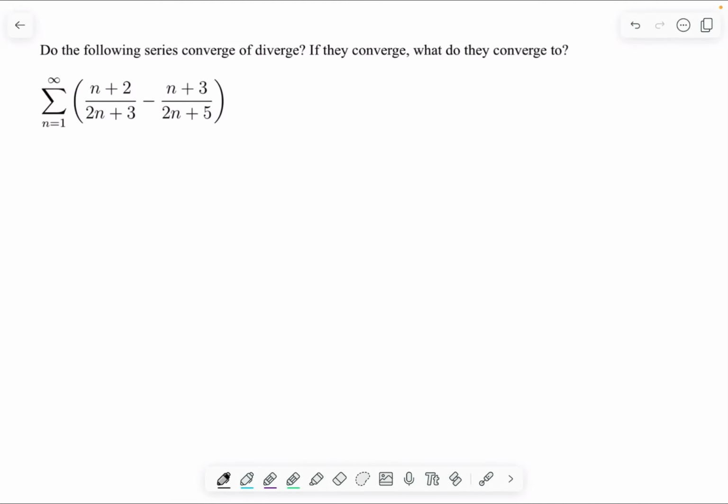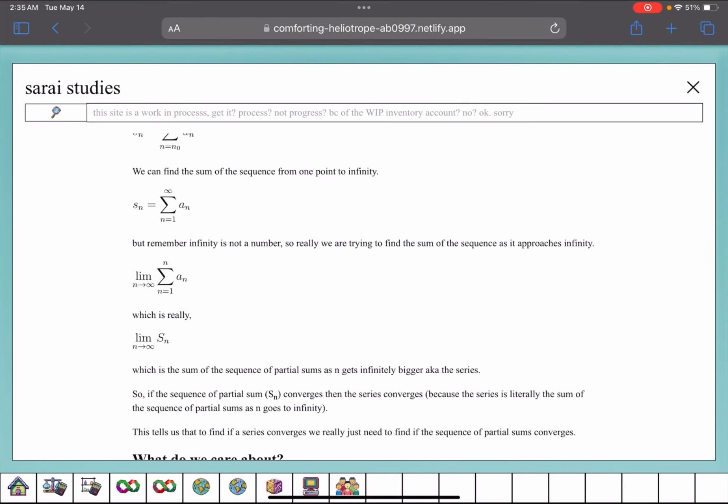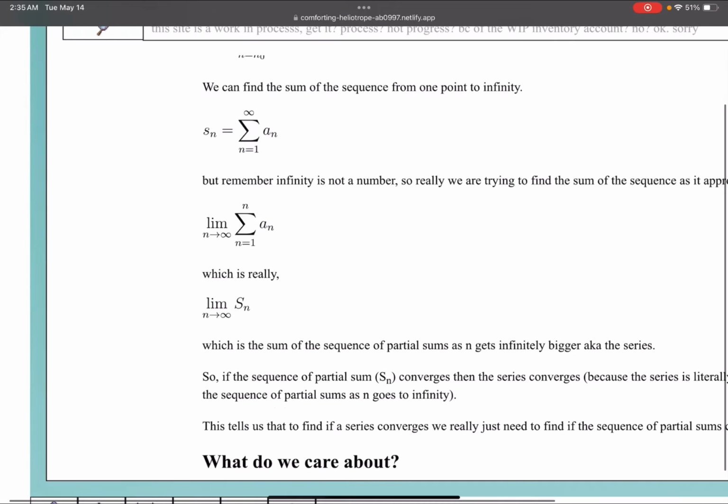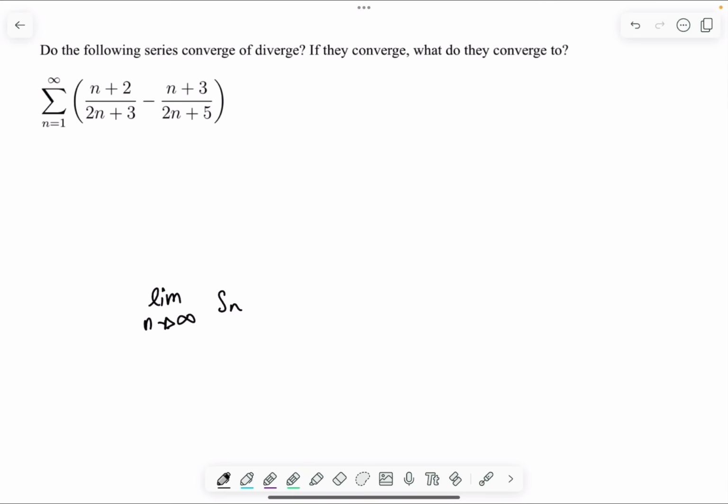Remember, the whole idea is when you're working with a telescoping series and you want to find the actual sum of the series, it's really just the limit as n approaches infinity of the sequence of partial sums. We've talked about this right over here. But first, we actually have to find what S of n is. So how do I do that?